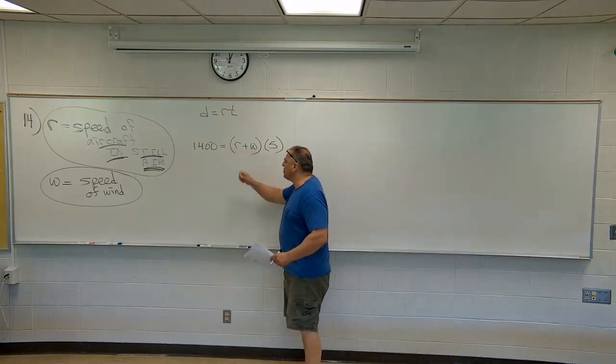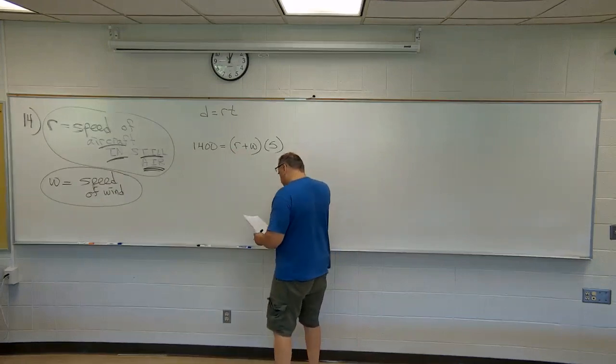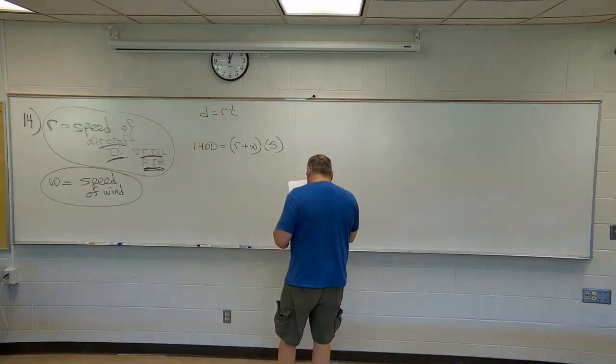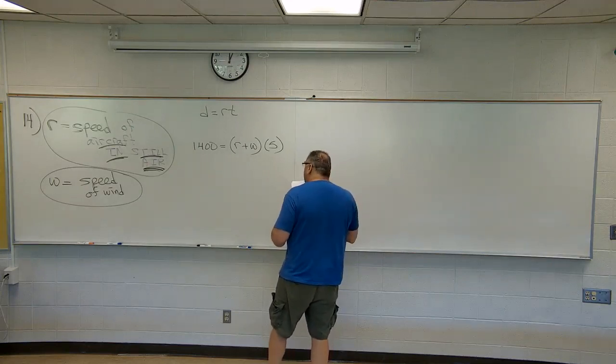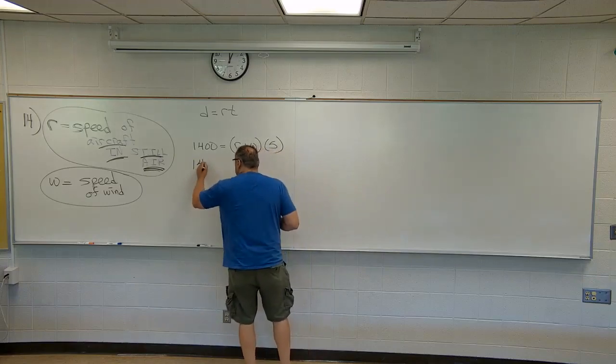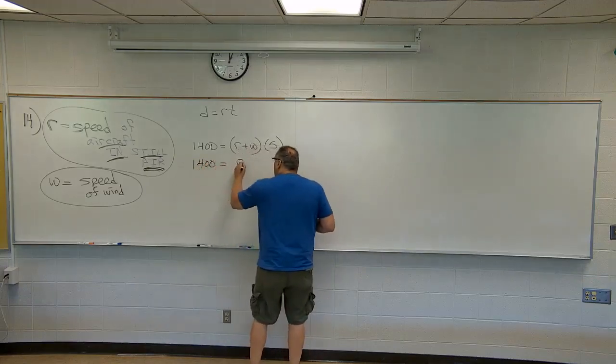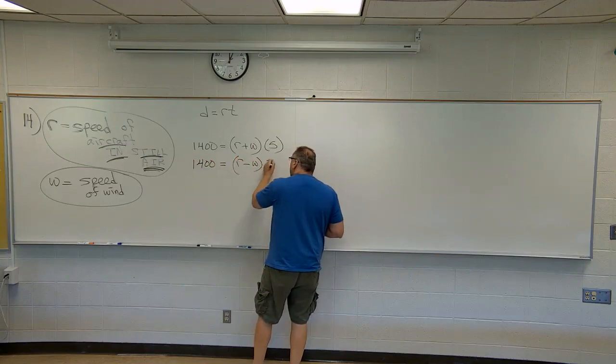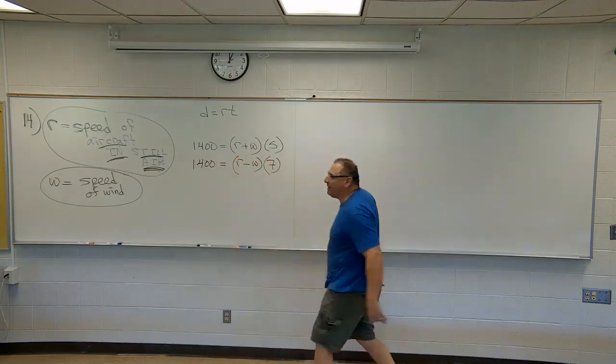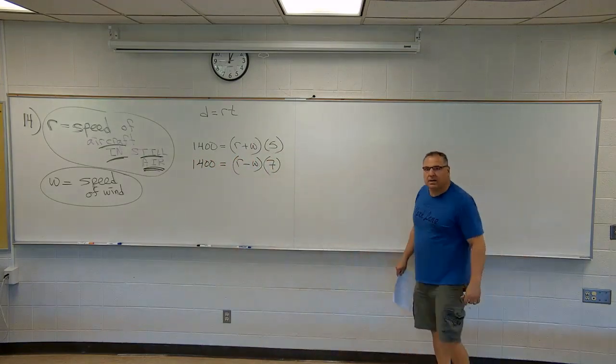Speed in still air, speed of the wind. It goes the same distance, and it travels the same distance in 7 hours against the wind. Same distance against the wind. That's it.